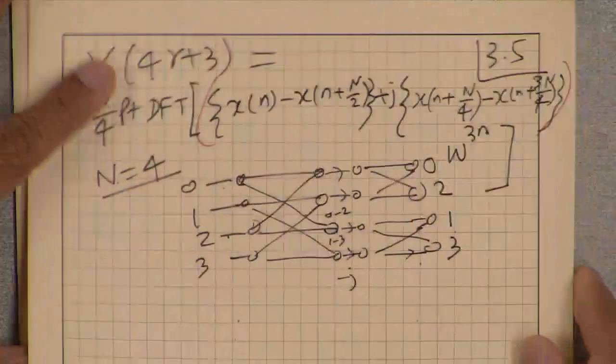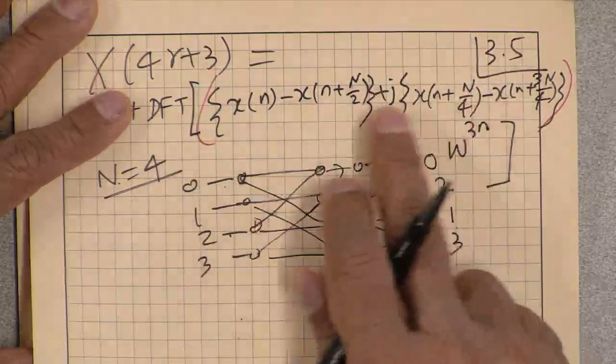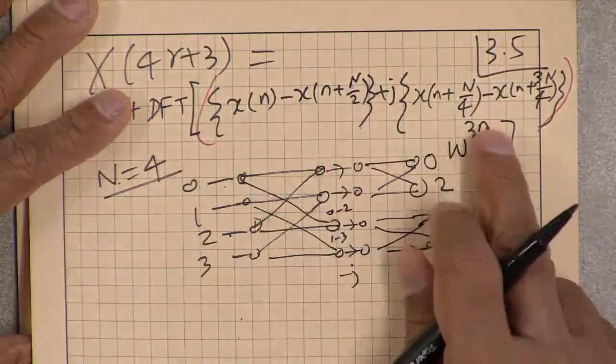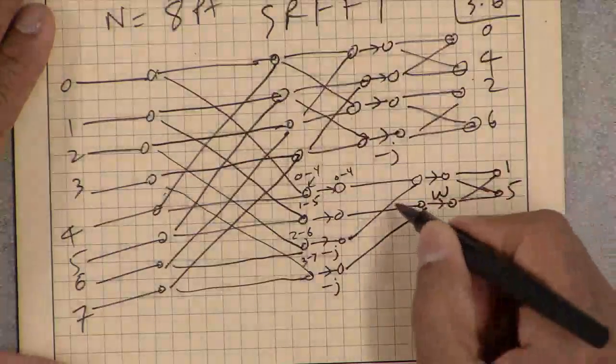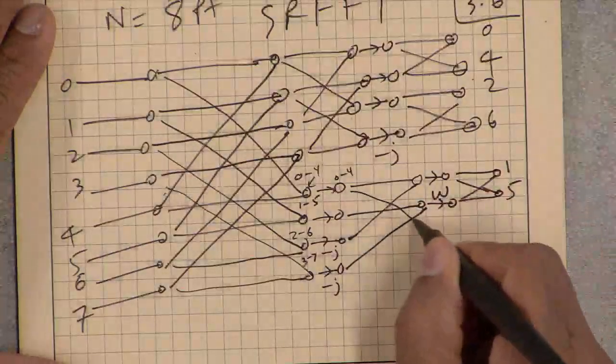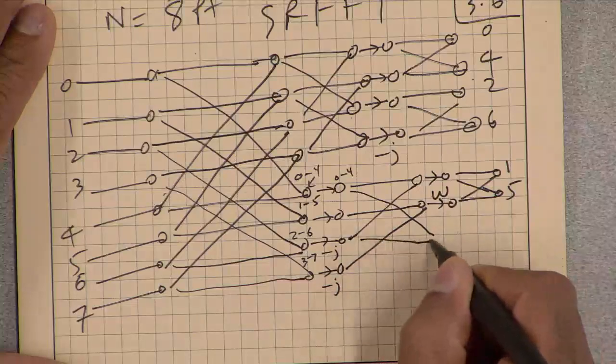The other equation, 4r plus 3, everything is the same. This is plus j, the only difference is multiplying by W to the power 3n. So we complete that butterfly.